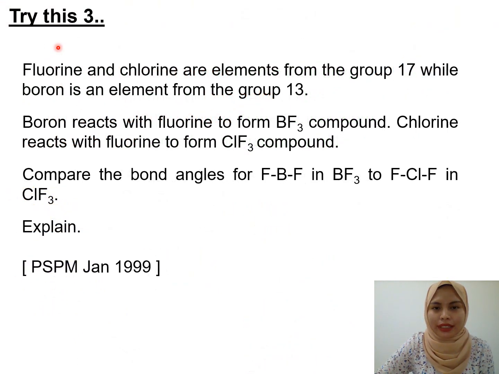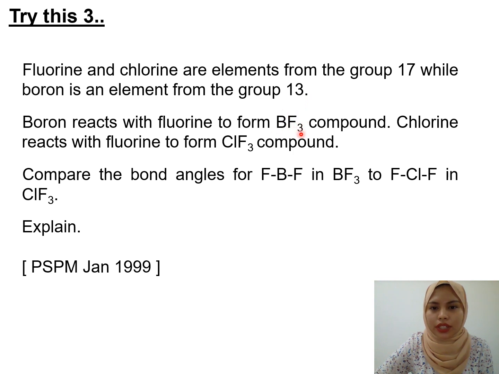Okay, untuk student Miss, kamu boleh try untuk few questions yang Miss dah letak dekat kamu punya lecture notes. So, untuk dalam video ni, if you look at the try this 3 adalah soalan PSPM January 1999. Dia bagi fluorine dengan chlorine ni adalah element from group 17 while boron ialah element from group 13. Ini adalah hint apa ni? Hint untuk kamu lukis Lewis structure lah supaya kamu boleh dapat tahu the valence electron. Kalau untuk group 17 bermaksud ada 7 valence electron, boron ada 3 valence electron.